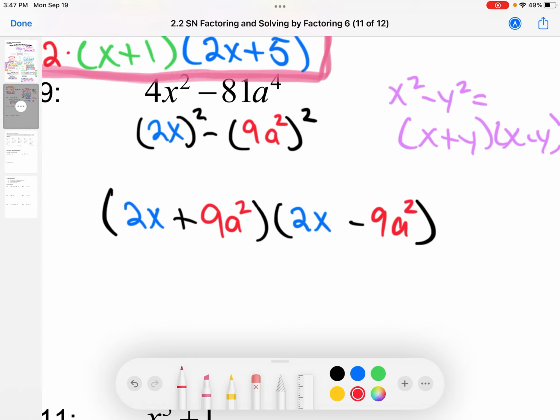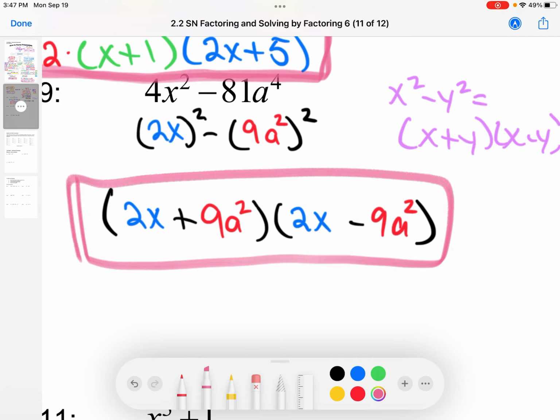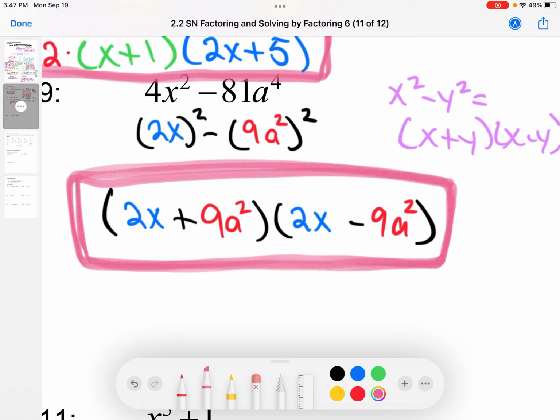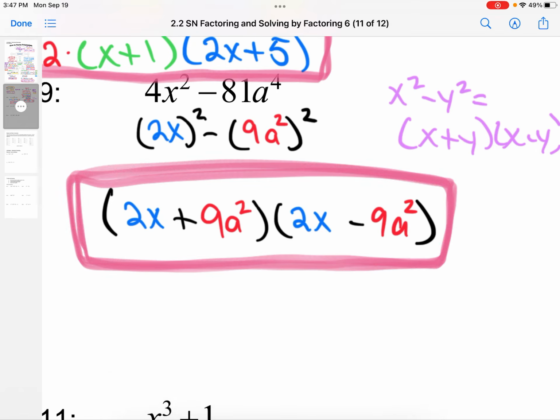Okay, now, this is final factored form. 2x is not a perfect square, so this will not factor any further. 9a squared is a perfect square, but it's not going to factor because of the 2x.